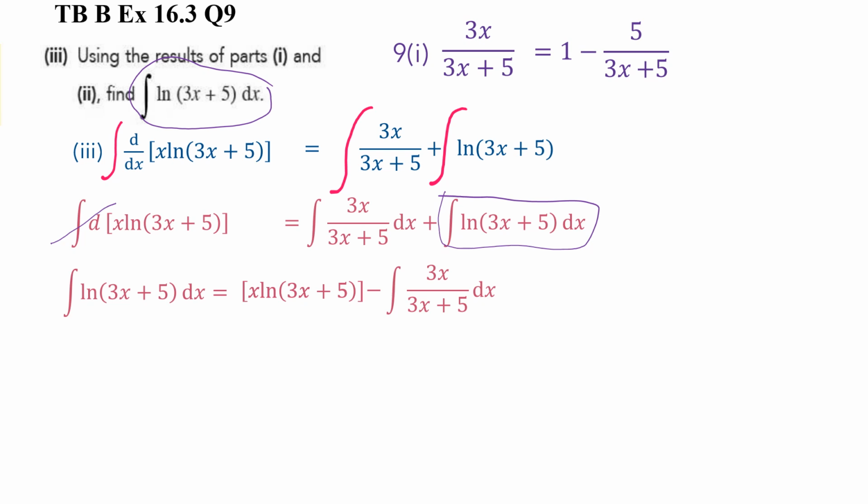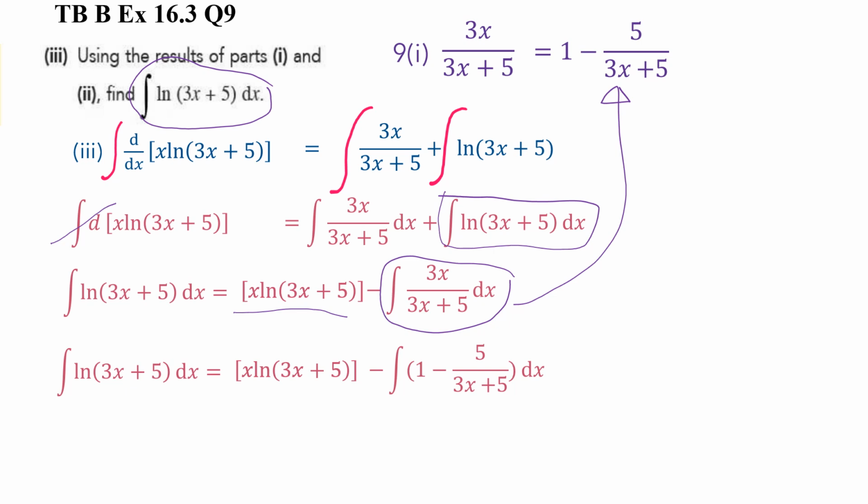So this is already done, we can't do anything more to that. However, this part here is where we need to use what we have found in 9 part I. Without it, we can't integrate it. This is a bit tricky because of the negative sign, so we have to be careful because this and this will give you a positive. Okay, so that's how we do question 9.